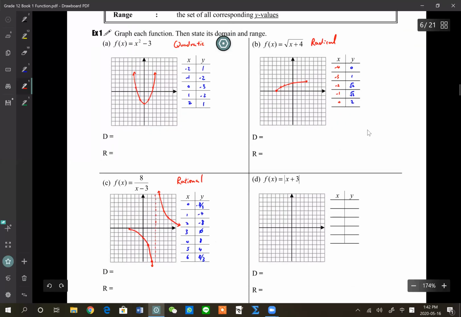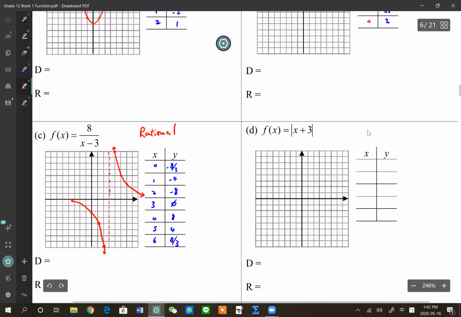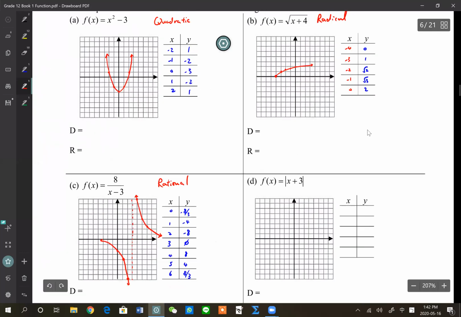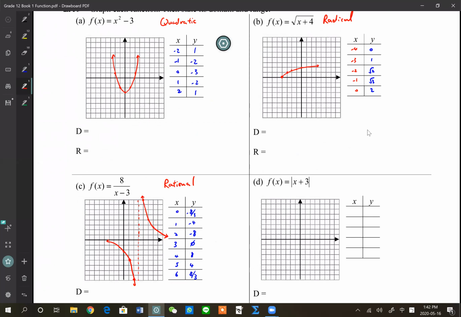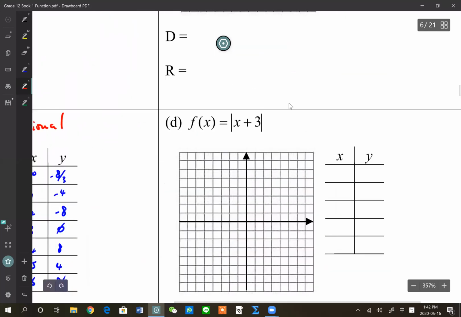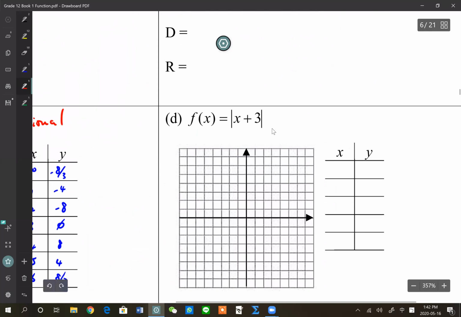Okay, so let's finish the last type of function. Last time we mentioned there are three types, right? Quadratic, radical, and rational functions. So there's the last one. Can anybody recognize the two lines here? What does it mean? Donna, what does the two line represent? Absolute value. Yes, okay, so this function is just called the absolute value function, okay?